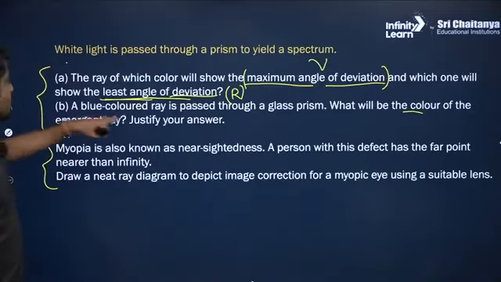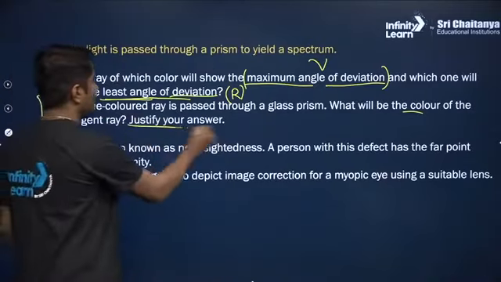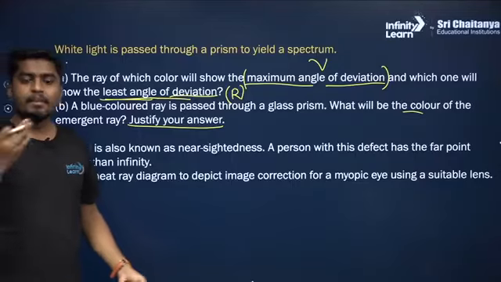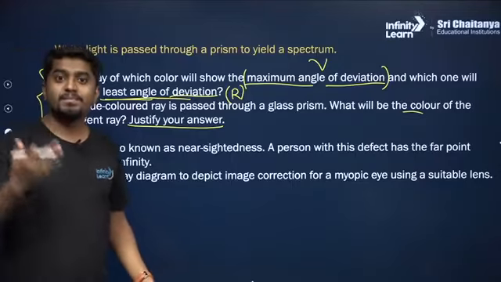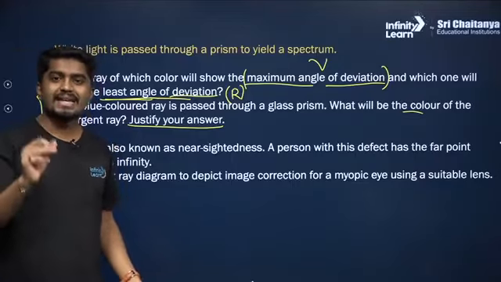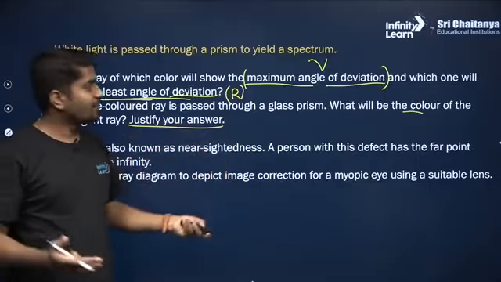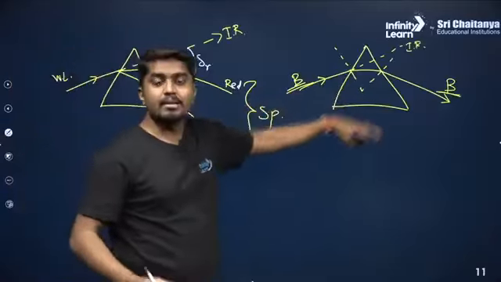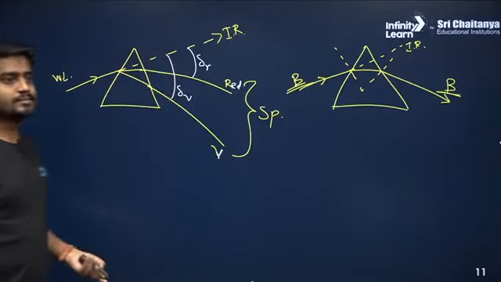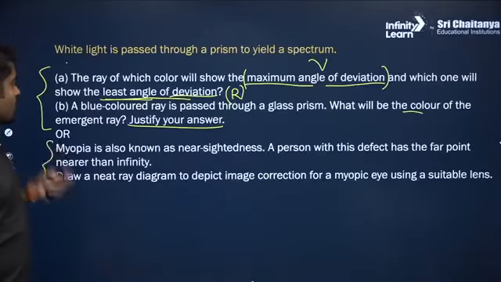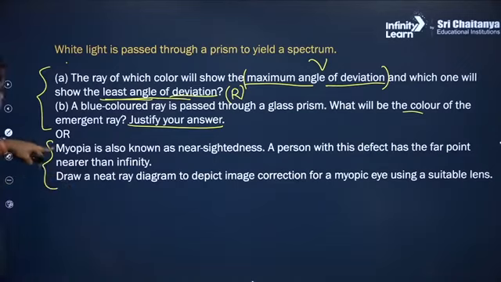And now justify your answer. Justification is that blue color will not split further. There is a single color, so it will not split further. That is why the emergent ray is blue color, है ना? चलो, okay. So now there is an or. So let's solve this also.